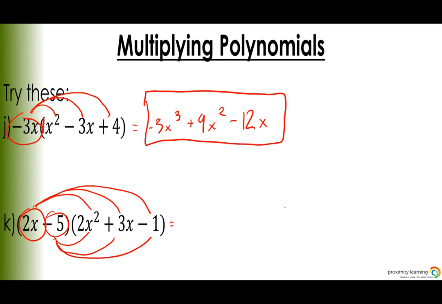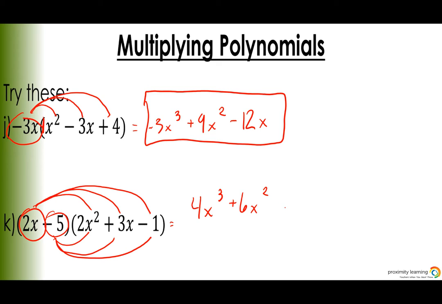So first things first, 2x times 2x squared. Multiply the coefficients, 2 times 2 gives us 4. Then x to the first times x squared gives us x cubed. So 2x times 2x squared is 4x cubed. Then we're going to do 2x times 3x. 2 times 3 gives us 6. X to the first times x to the first gives us x squared.